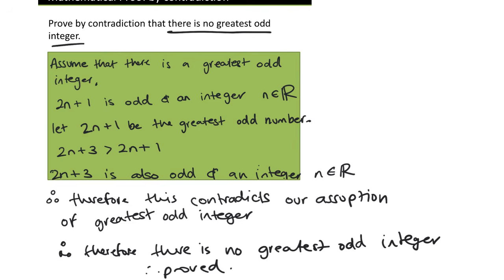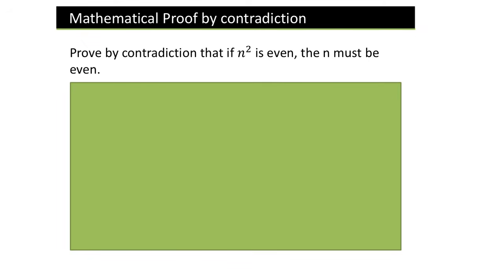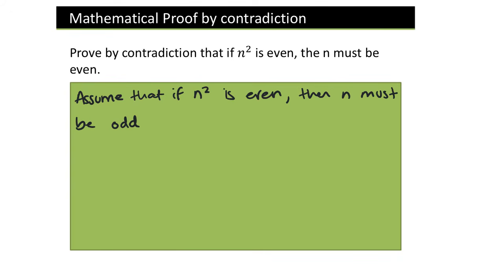Okay, so next up. Right, so for this type of proof, proof by contradiction, if n squared is even, then n must be even. Okay, so what is our assumption going to be? Assume that n squared is even, but n is odd.